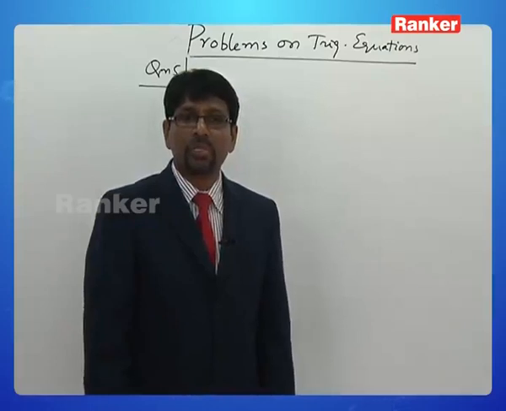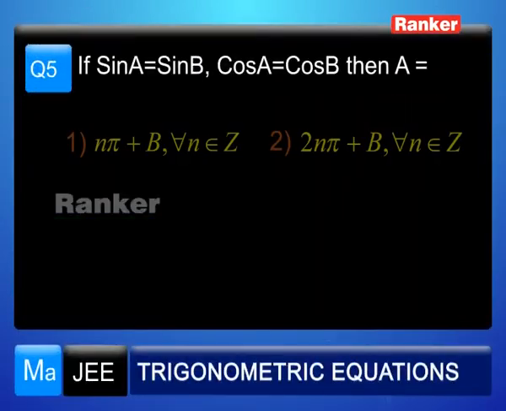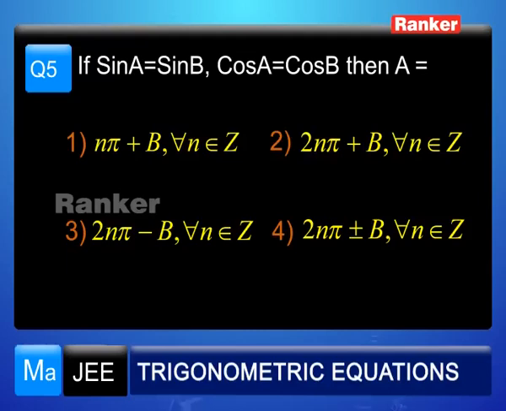Let's move on to the next question. Question number 5. Sin A is equal to sin B and cos A is equal to cos B. Then A is equal to what, in terms of B? There are options. First option, n pi plus b, n any integer. Second option, 2n pi plus b, n any integer. Third option, 2n pi minus b for all n integers. Fourth option, 2n pi plus or minus b for all n integers.